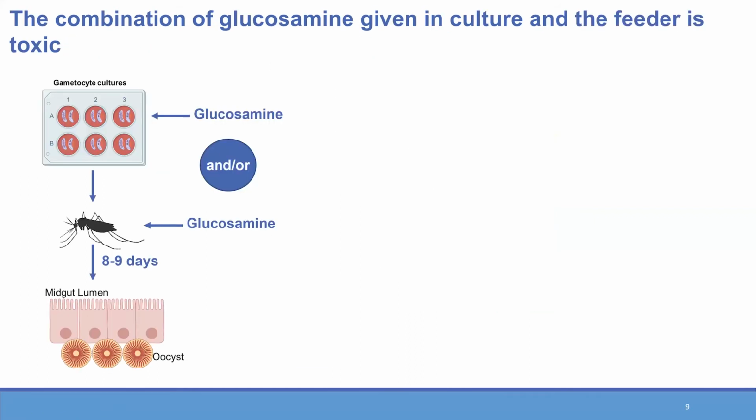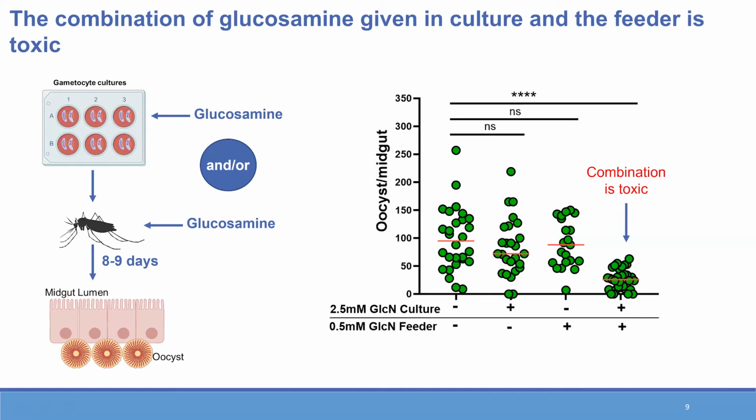The experiment that I'm going to show here is condensed from almost a year of experiments where, using these lines, we have determined what concentrations are tolerated by the parasite in the midgut when given in the culture, when given in the blood feeder itself, or the combination of the two. And we have these 3 conditions that I'll walk you through in the graph.